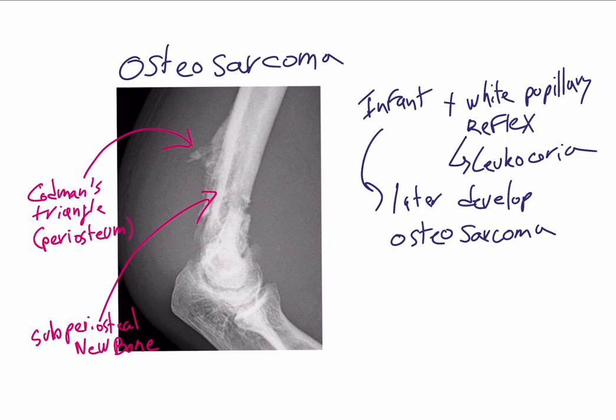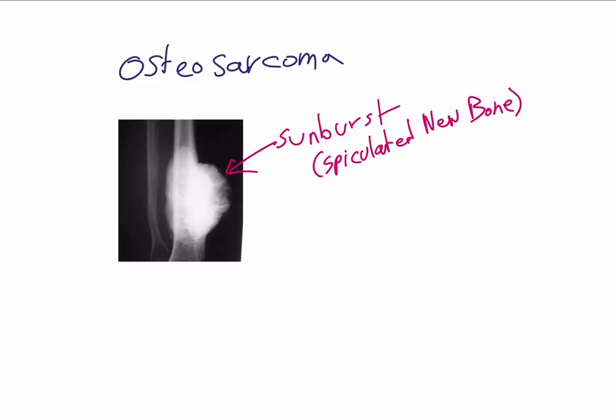Two radiologic findings that you must know are Codman's triangle. This is periosteal elevation due to the tumor. Think of the tumor literally pushing the bone up and away from the main part of the bone. And the sunburst appearance. This is the spiculated new bone formation. Now, they're not going to usually give you the quote-unquote sunburst appearance. They might just describe it as spiculated new bone formation and then say that there's no periosteal reaction to rule it out.